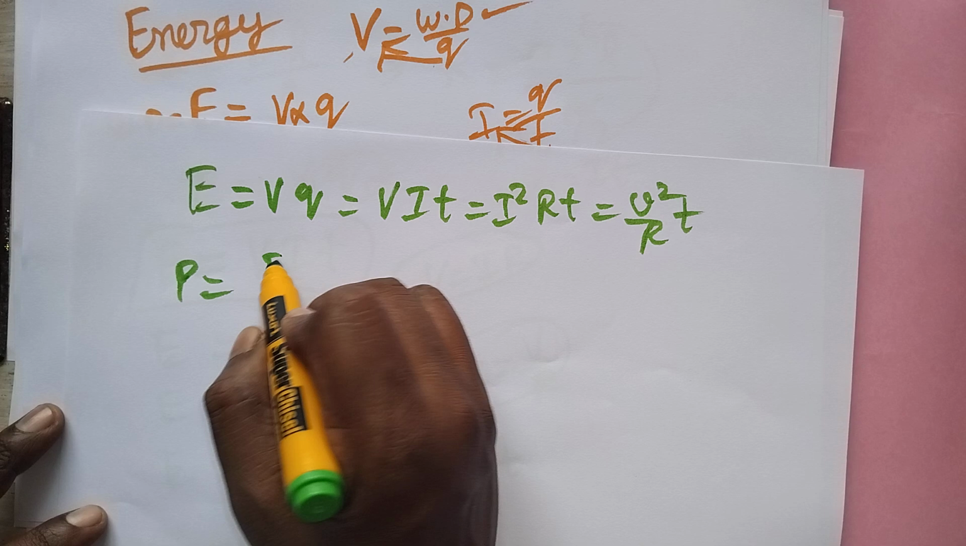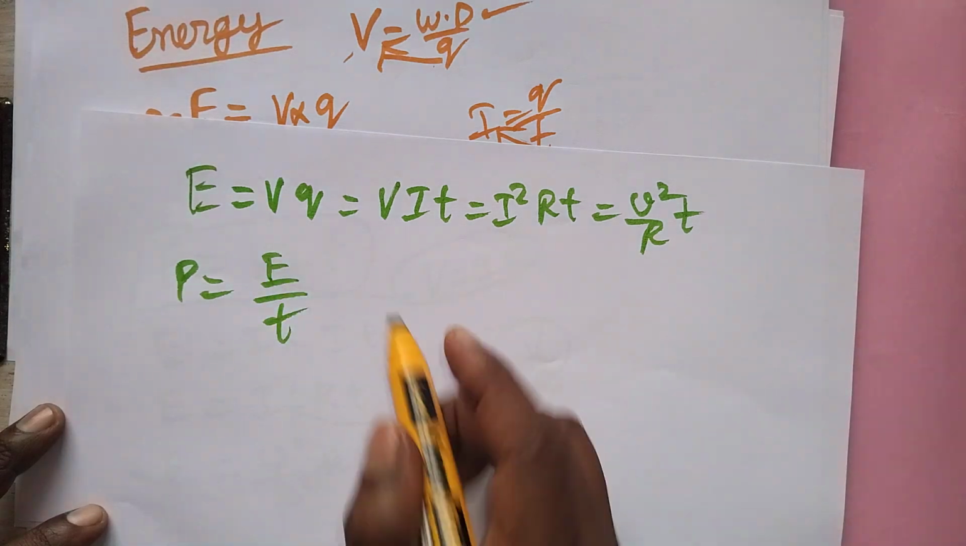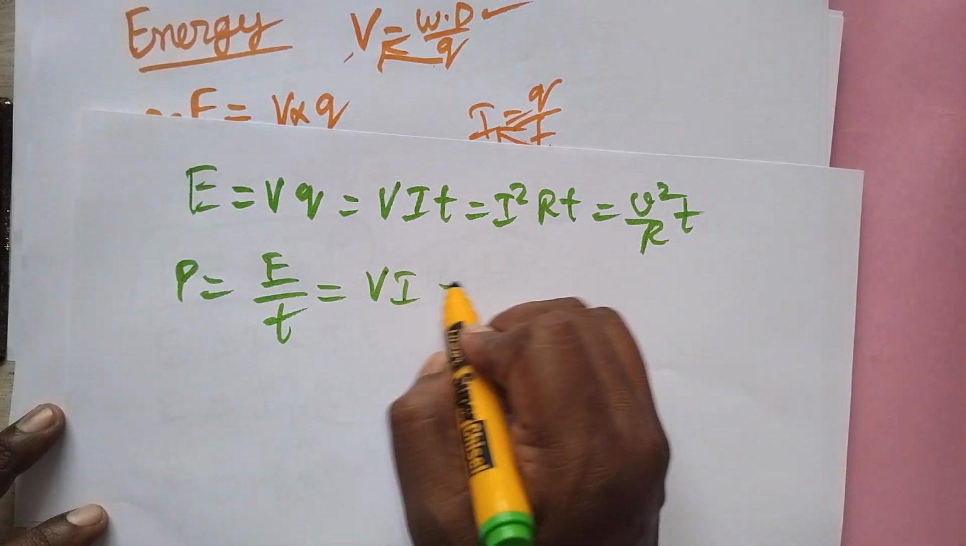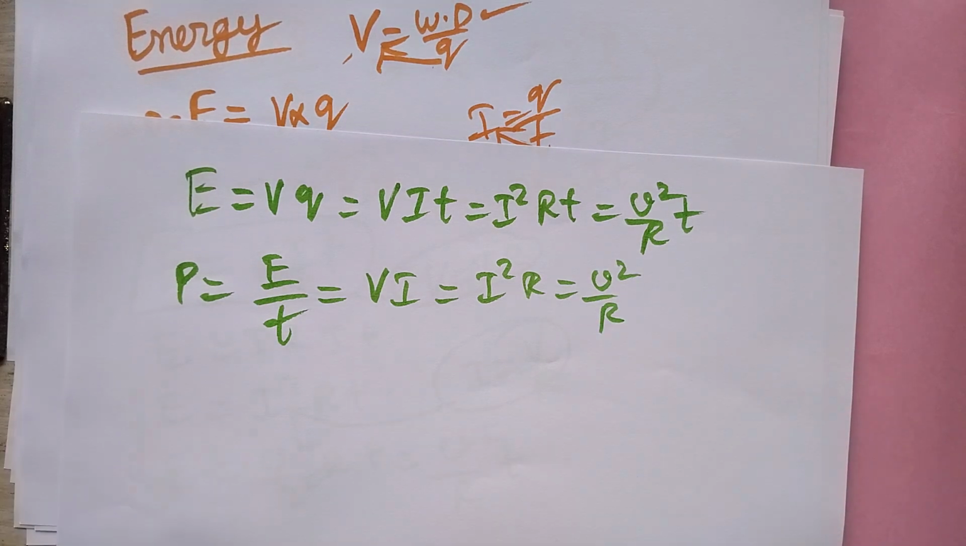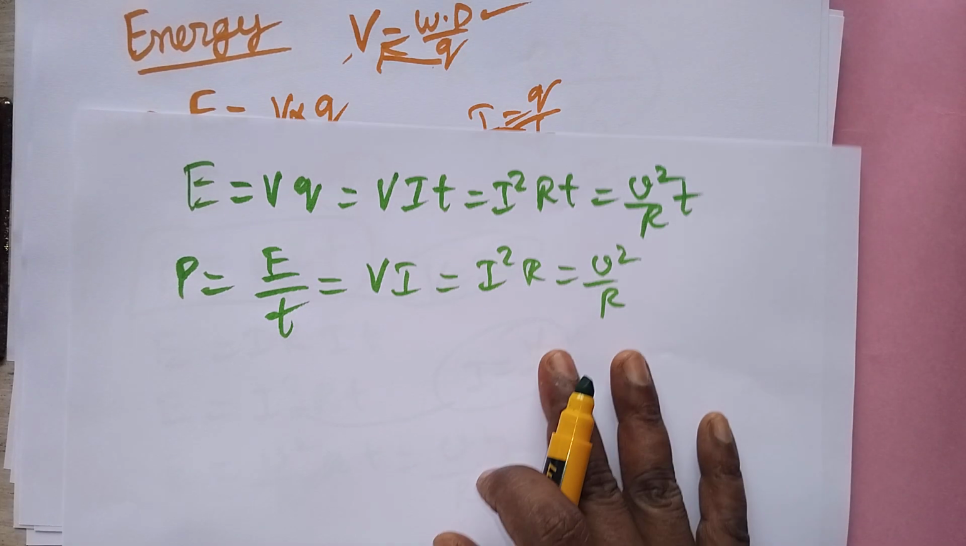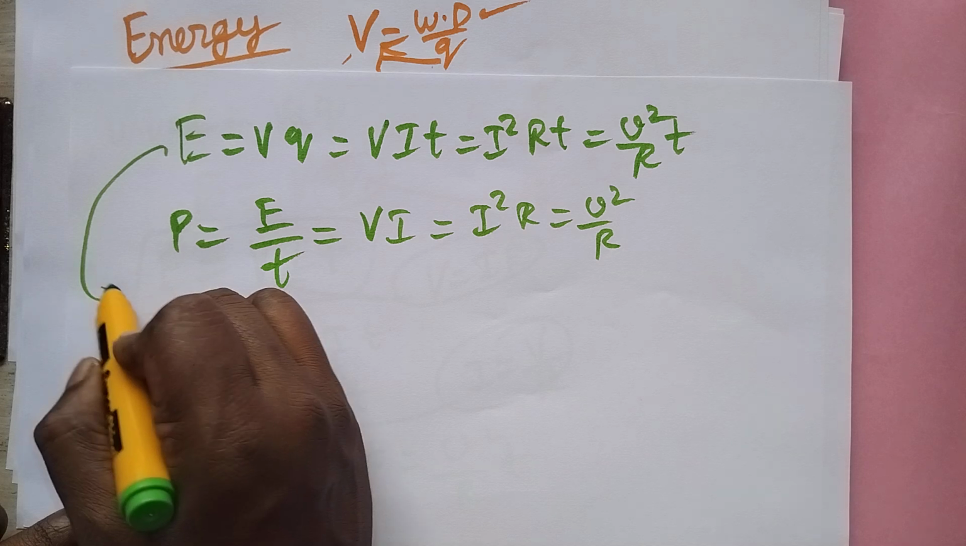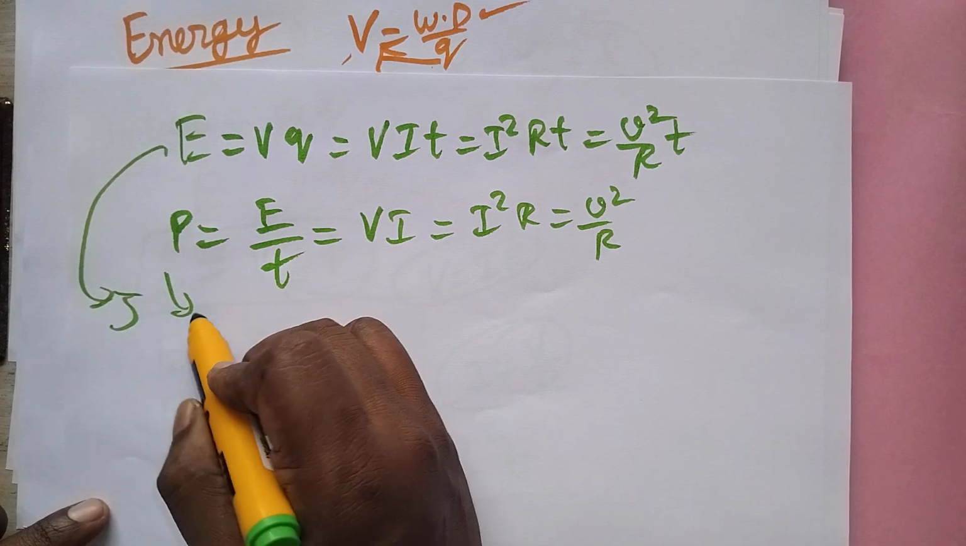Power is equal to energy by time. Remove all the times, we will get power: VI, I square R, V square by R. Power formula also sometimes they will ask. Okay, now unit of energy is joules, unit of power is watt.